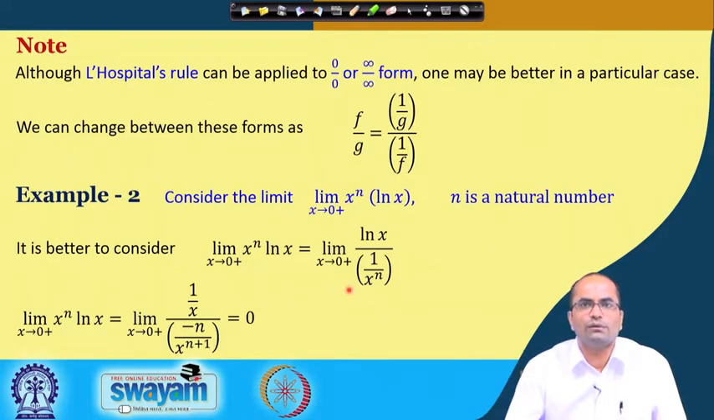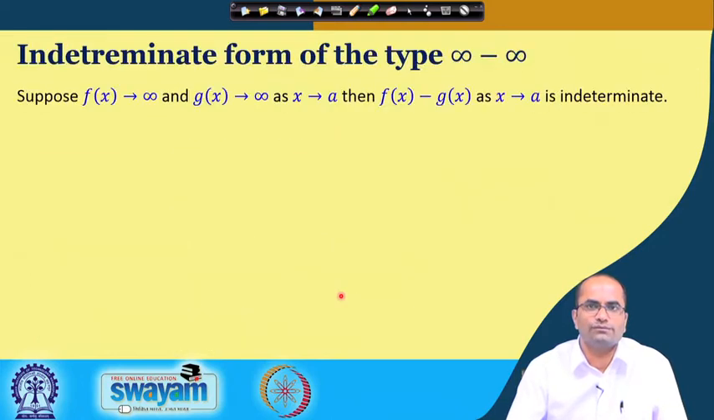But in the same example, if we had considered x power n over 1 over ln x, then the derivative of 1 over ln x would have created a problem, and it would certainly not have been such a simple calculation. So, we have to observe which form, whether 0 by 0 or infinity by infinity, is convenient in a particular example.